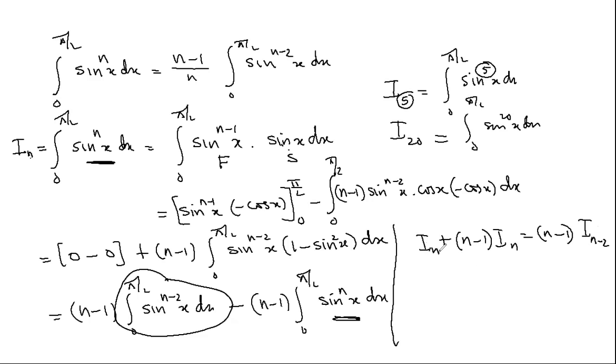When you open the bracket, I_n and I_n will get cancelled. So n times I_n will remain. So I_n is n minus 1 upon n, I_(n minus 2). Now ask me any doubt, anywhere. Is the notation clear to you? First you check. So you have to remember only this: I_n is n minus 1 upon n, I_(n minus 2).